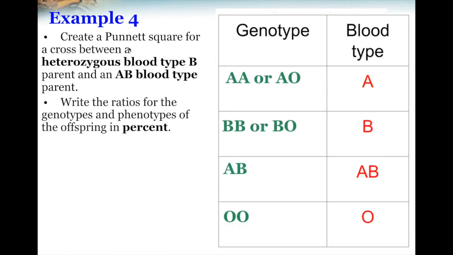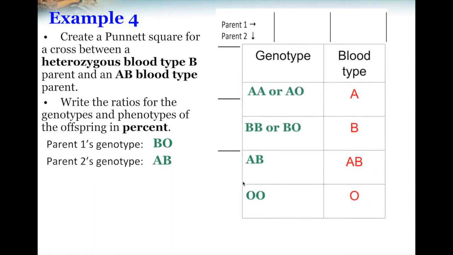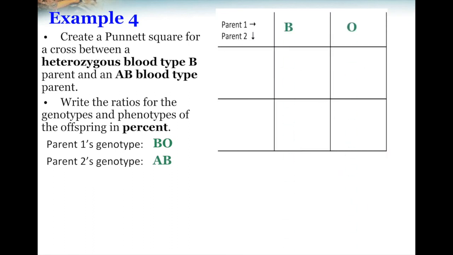We have to create a Punnett square where one parent is going to be heterozygous blood type B. So here we have blood type B, but there are two genotypes for it. And we're going to choose BO as the correct genotype because these are two different alleles, so that's heterozygous. And then the other parent is AB blood type. So here there's AB blood type. There's only one way to write the genotype, which is AB. So you're going to fill out the outsides of the Punnett square, and then you're going to go ahead and fill in the insides to see what the offspring might turn out to be in terms of genotypes.